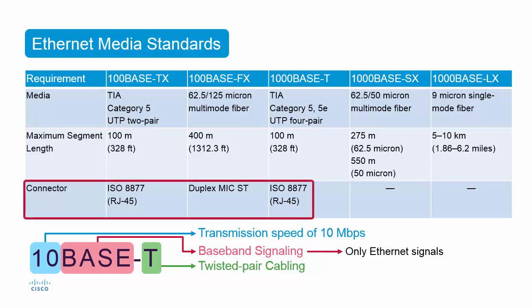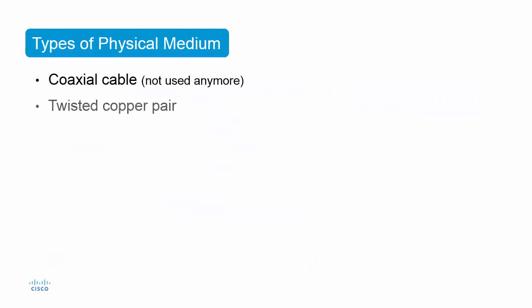You can carry Ethernet over different types of physical medium. Back in the days, coaxial cable was used, but today that's not the case. Twisted copper pair and fiber optics are much more popular, not to mention a wireless option. Let's go ahead and take a look at copper media.